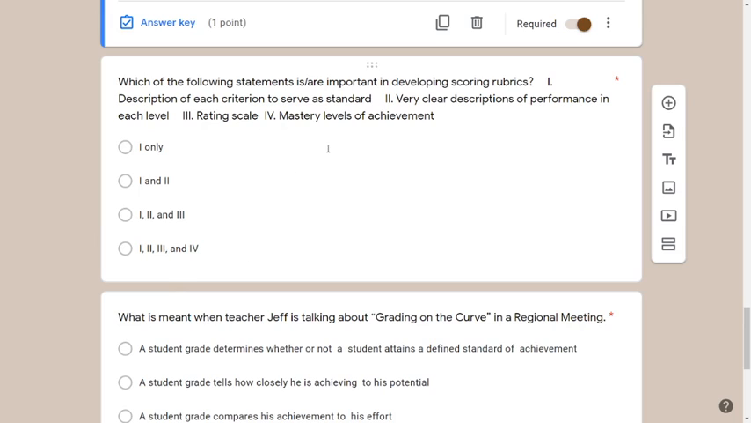Okay, now let's move on to the third option, the rating scale. Okay, well, the rating scale is also important. So obviously 3 is here, and now let's check if the 4th should be included or not. Mastery levels of achievement. I have seen this also in the rubrics that I have created. So I would say that 1, 2, 3, 4 is the correct answer.